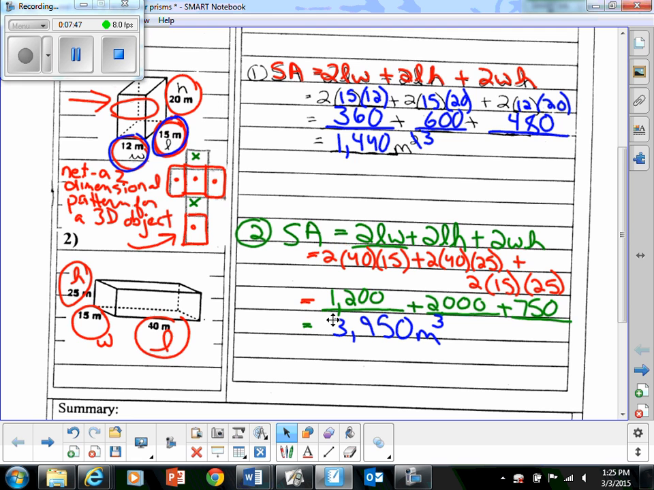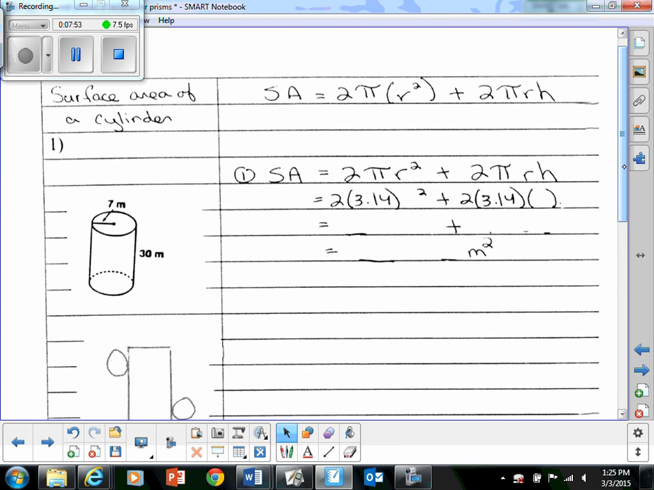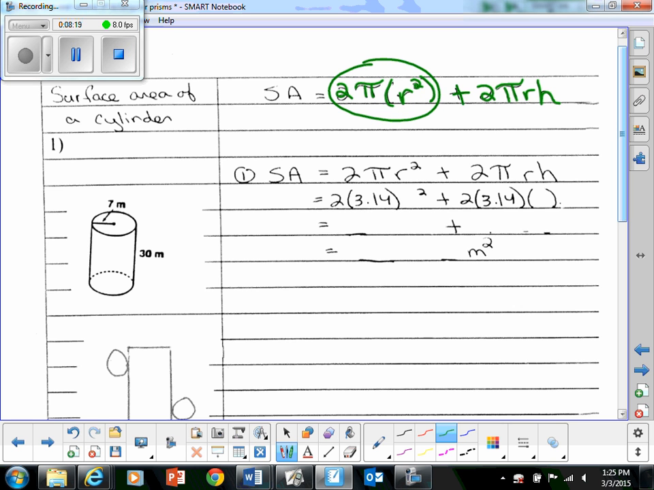We're going to turn to the next page. And we're going to look at surface area of a cylinder. Okay, so notice the formula for surface area of a cylinder is 2 times pi times radius squared plus 2 times pi times the radius times the height. Okay, and hopefully some of you are thinking, that 2 pi r squared looks kind of familiar. We've already seen that formula. That is the formula for calculating the area of a circle.